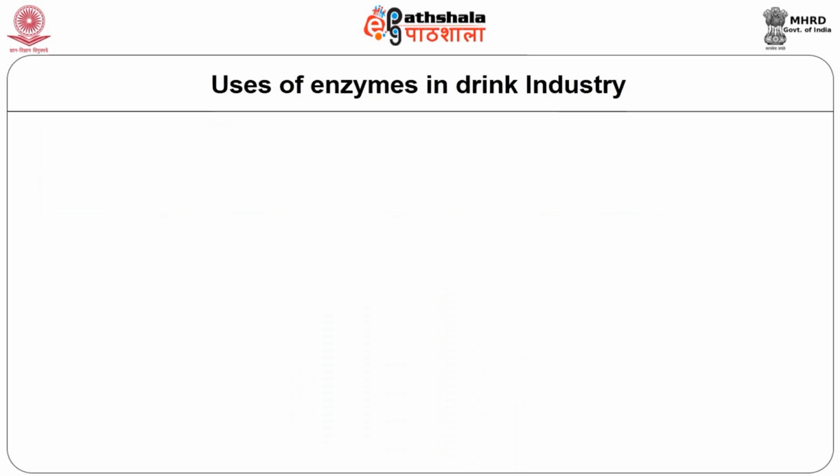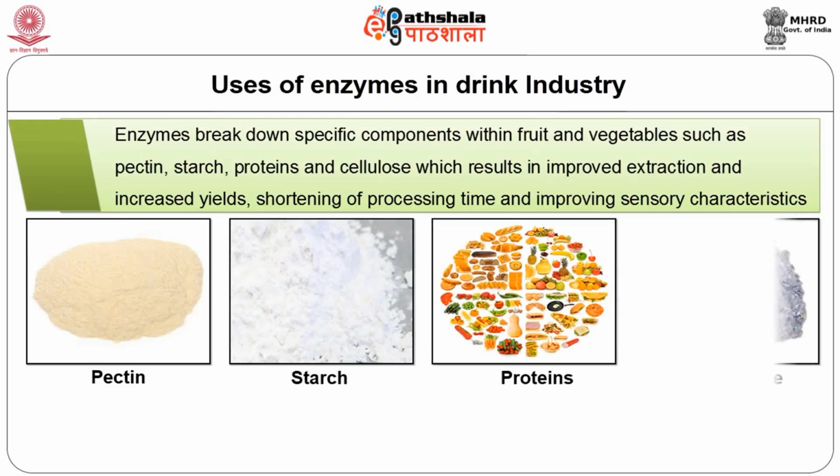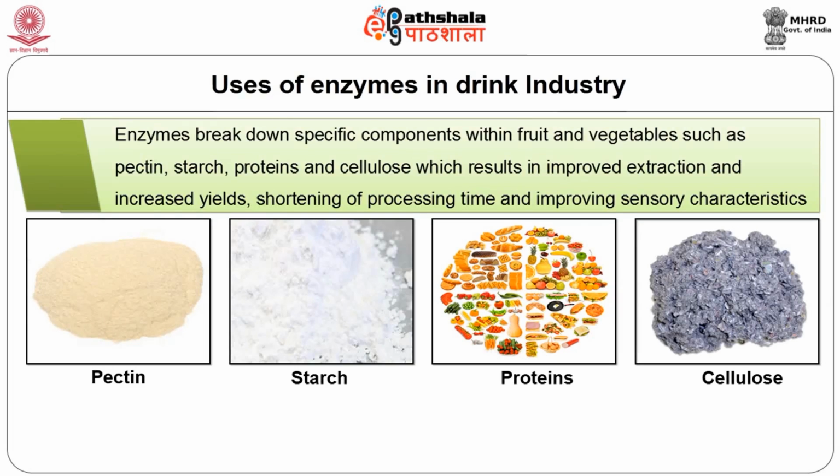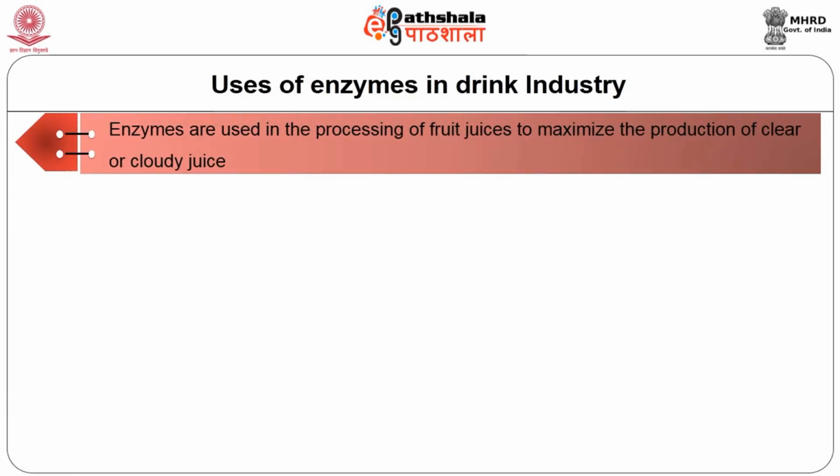Next, let us see the uses of enzymes in the drink industry. Enzymes break down specific components within fruit and vegetables such as pectin, starch, proteins and cellulose, which results in improved extraction and increased yields, shortening of processing time and improving sensory characteristics. They can also be used to decrease the viscosity of nectars and to provide cloud stability and texture in juices. Enzymes are used in the processing of fruit juices to maximize the production of clear or cloudy juice.